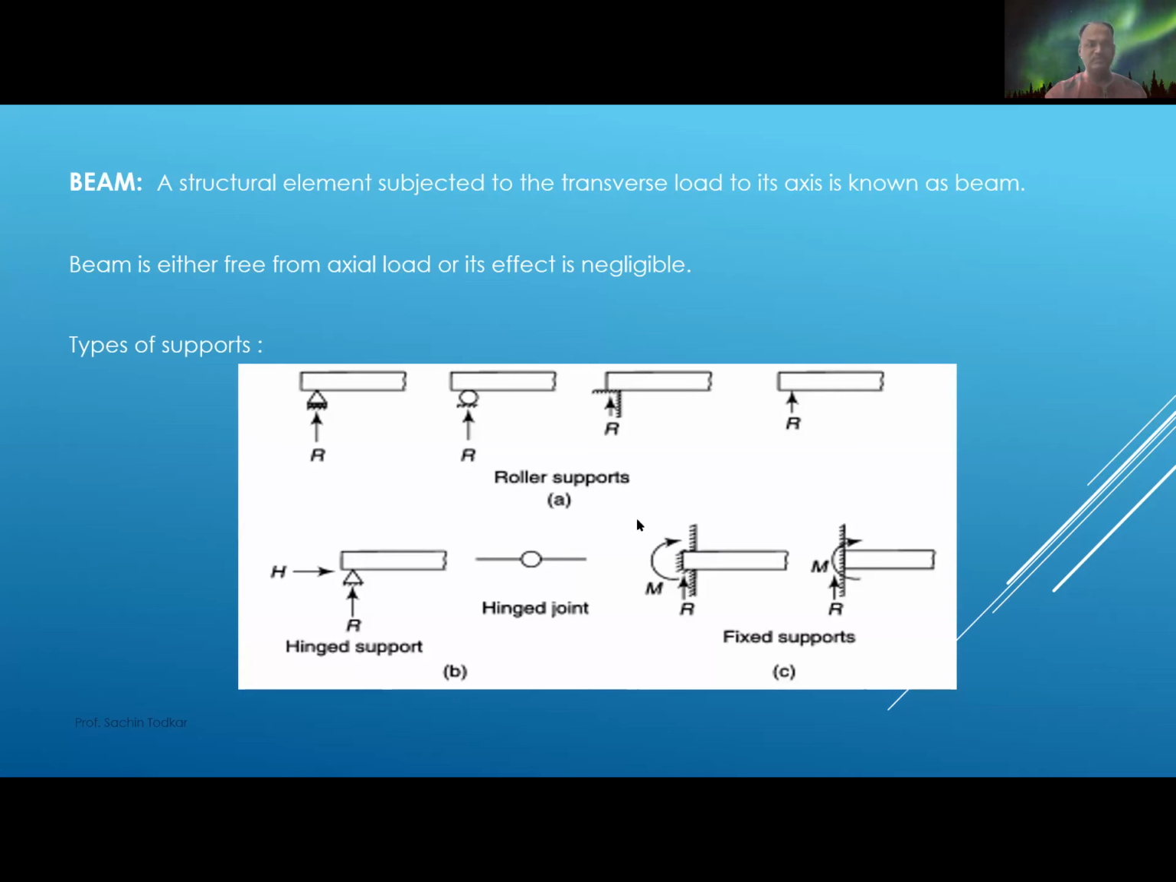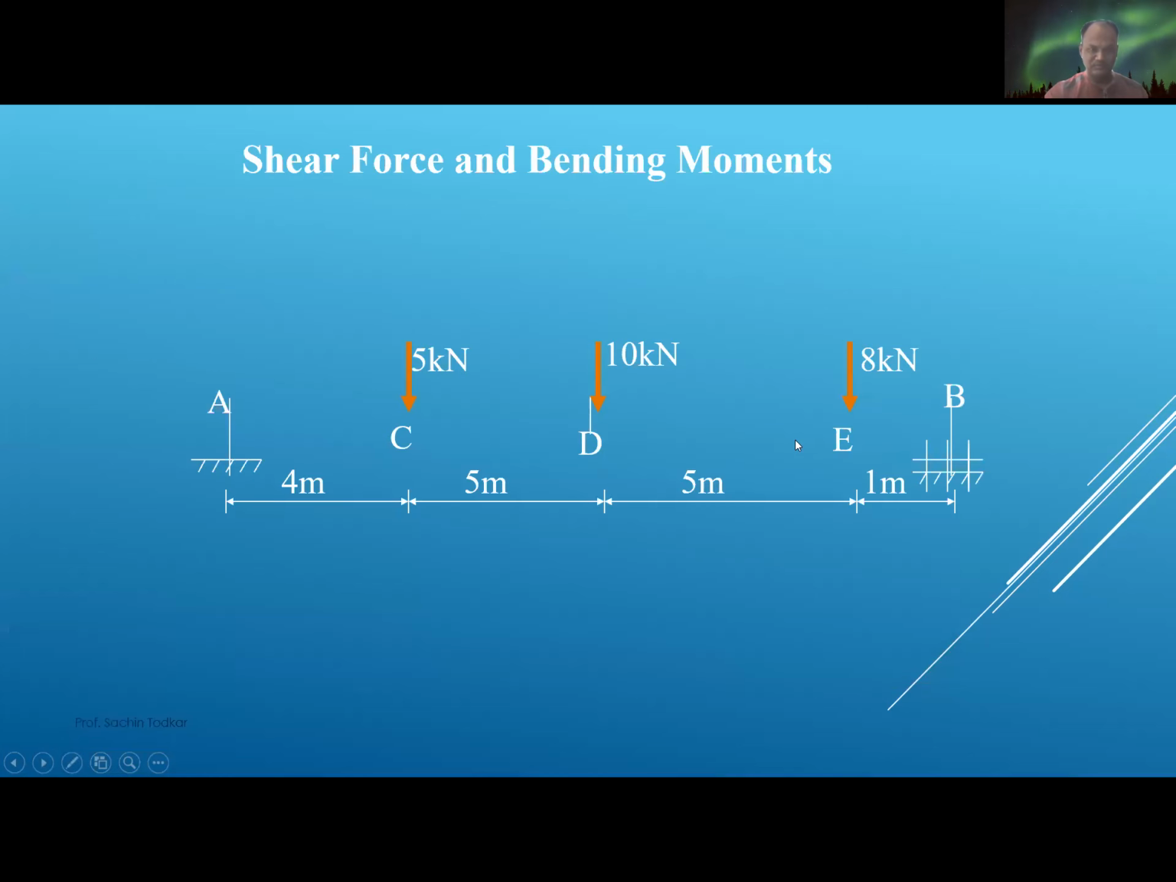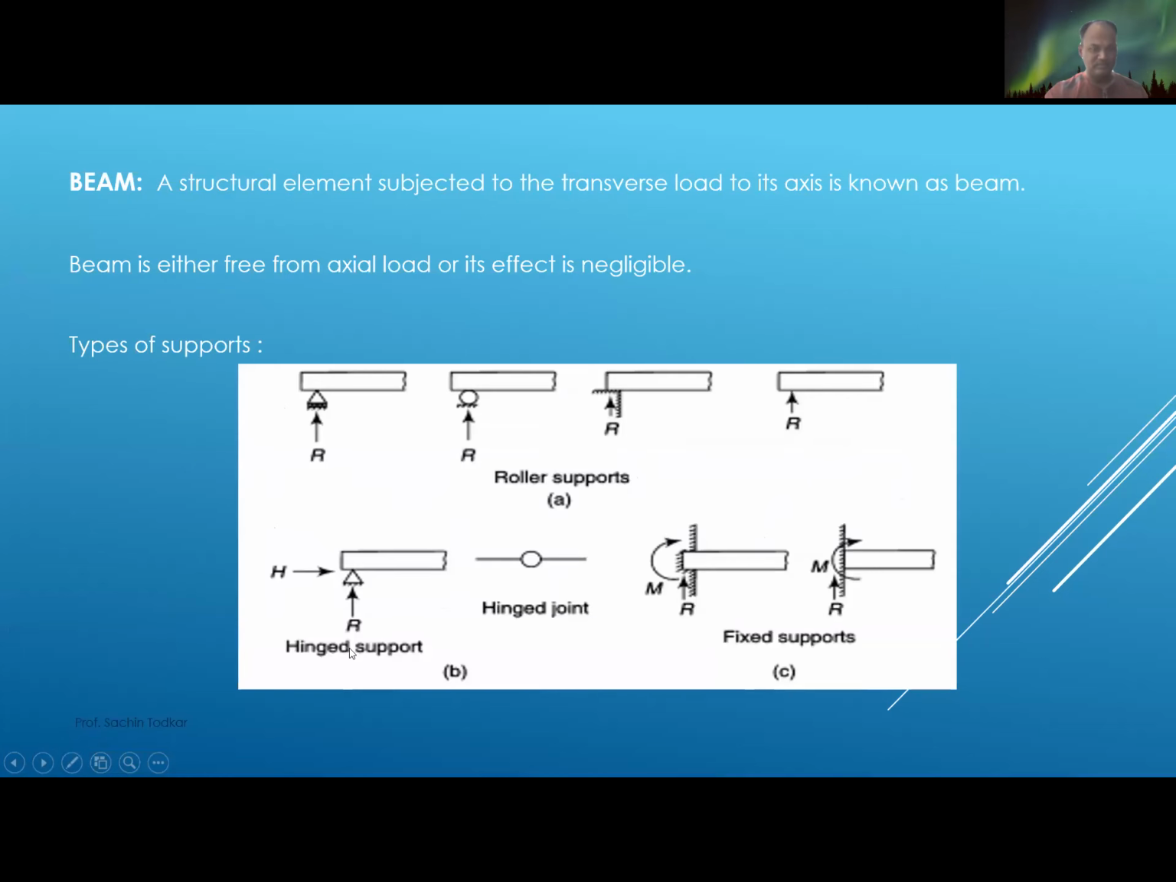Now, types of support. These are examples of roller supports. We denote it by these symbols, like this. This is a roller, a triangle, and rollers are shown, or a simple ball bearing type of thing is shown. Or if the support is rolling here, sliding here, or with the help of an arrow, we can show the roller support. Then hinge support is there.